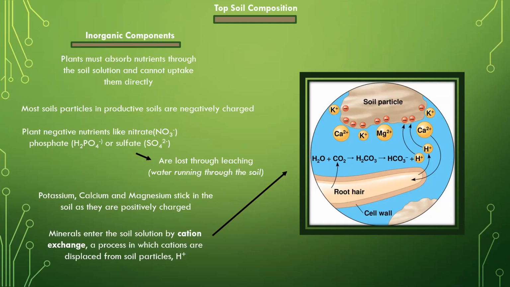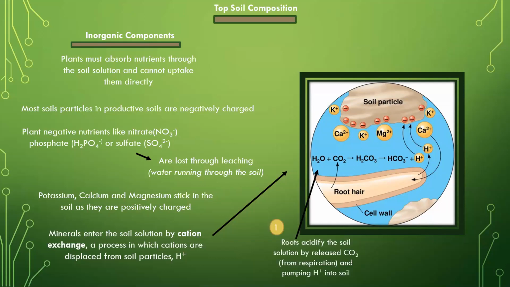And so minerals enter the soil solution through exchange. These cations disconnect from the soil, flow through water and other types of minerals, and then can be absorbed by the root hairs. Whether or not you have the presence of these molecules will determine what type of plants are able to grow and if they're able to grow at all.